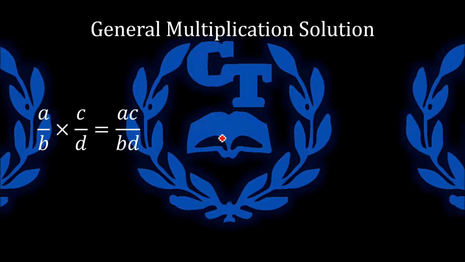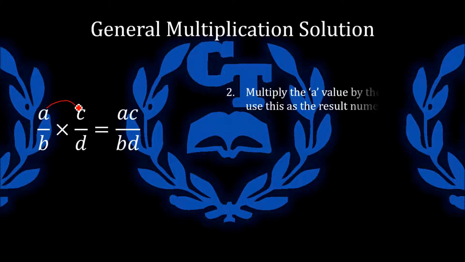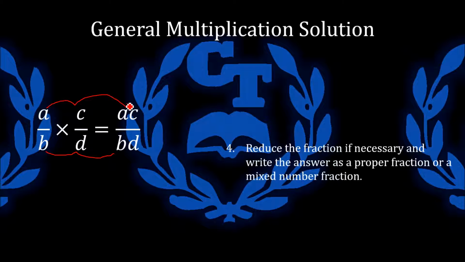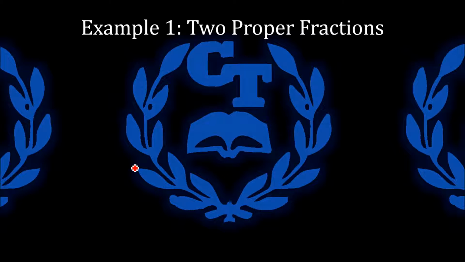The general solution should look something like this. And if you notice, all you really did is take a multiplied by c and you simply get ac. You take b multiplied by d and you get bd. And notice that all you have to do after that is simply reduce it and your answer is done. Now let's look at a couple of examples.